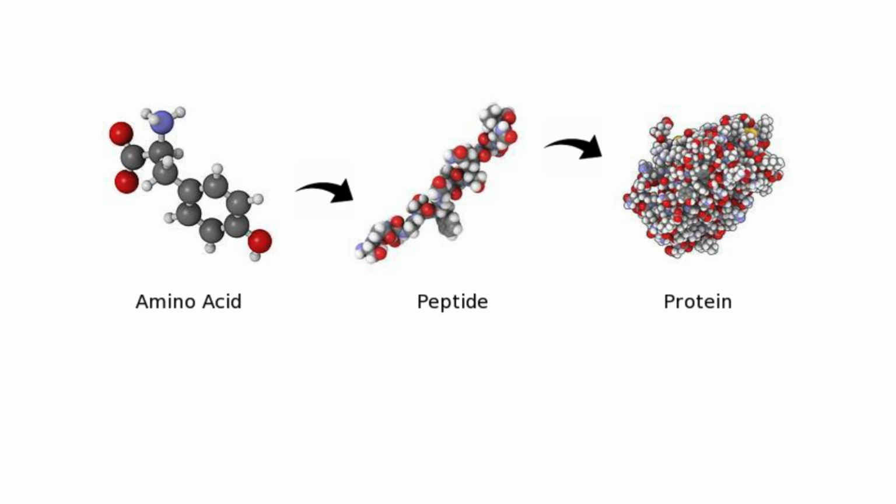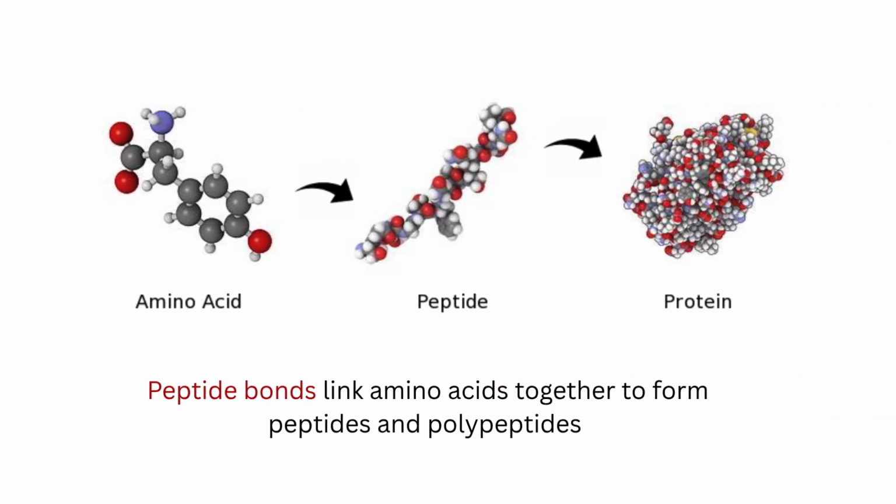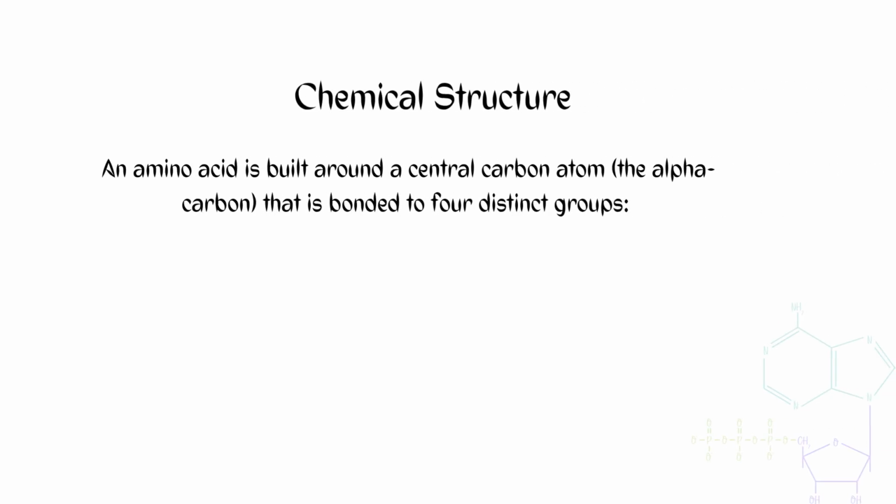Now the amino acids kama hapo nilivyosema zina combine to form peptide, but they are held by bonds. These bonds tunaziita peptide bonds. So peptide bonds are the bonds that hold amino acids to form peptides and polypeptides, to form proteins in general. Now, what is the chemical structure of the amino acid? Generally, the chemical structure ya amino acid, an amino acid is built around a central carbon atom.